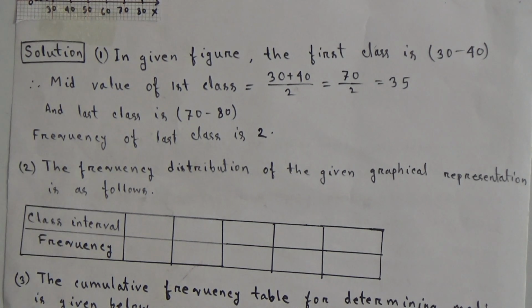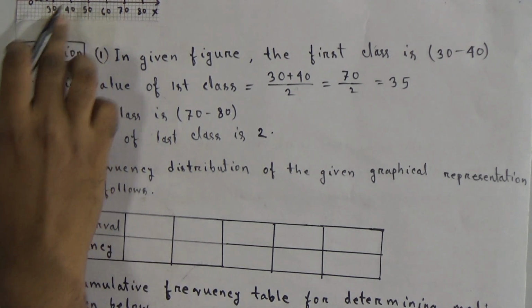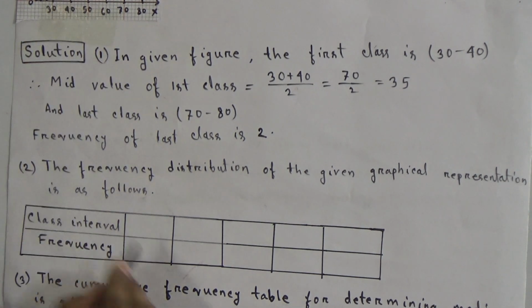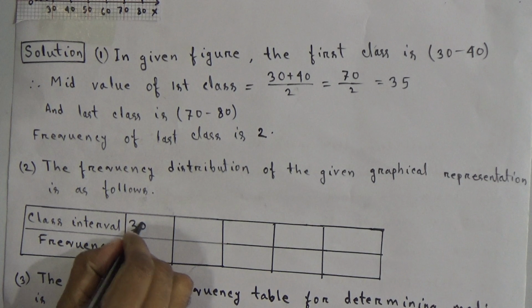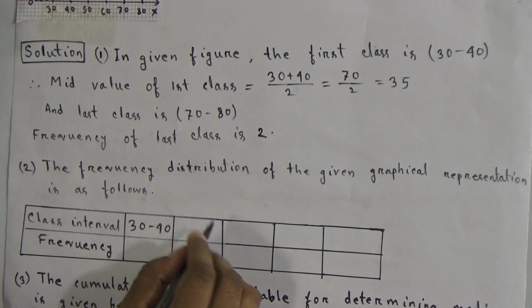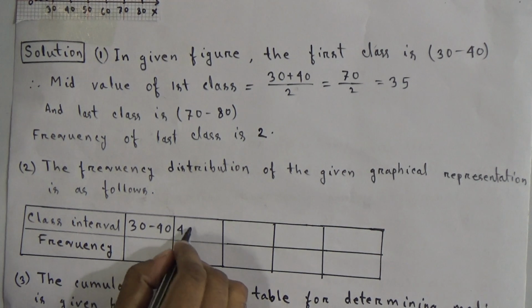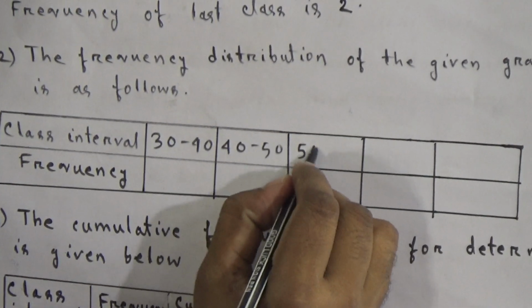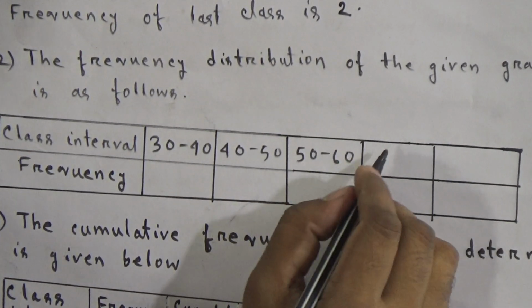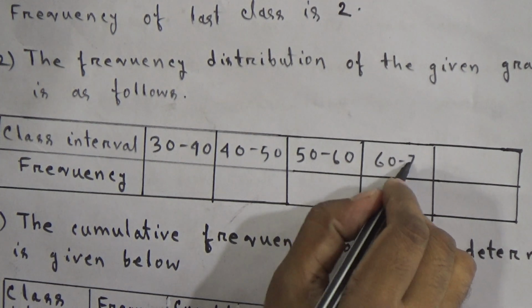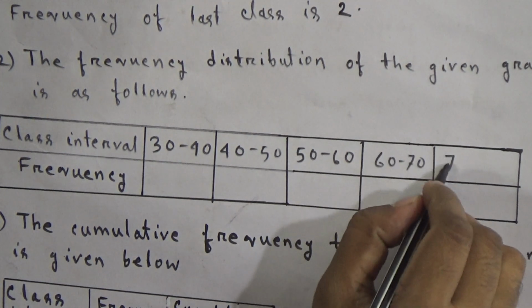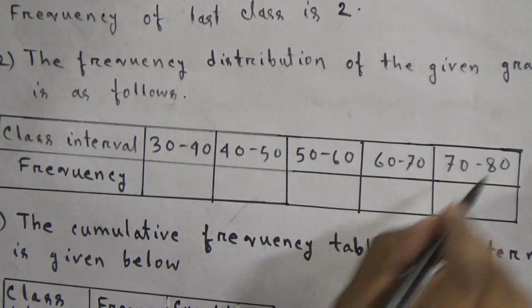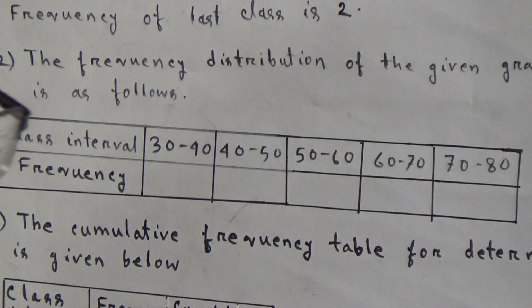First class is 30 to 40. From the figure we are watching that the first class is 30 to 40, and second class 40 to 50, then 50 to 60, then 60 to 70, and the last class 70 to 80. Now we'll write the frequency of each class. Here frequency of the first class is 3.